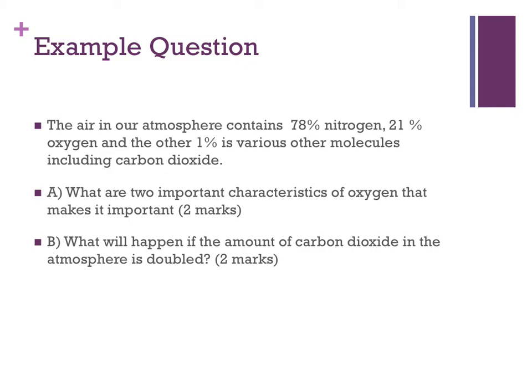Here's another example question. So there's a stem to this question. It says the air in our atmosphere contains 78% nitrogen and other bits and pieces. And then there's 2 questions associated with it. What are 2 important characteristics of oxygen that makes it important? 2 marks. And what will happen if the amount of carbon dioxide in the atmosphere is doubled? 2 marks. So these are constructed response questions, clearly short answer. They're only worth 2 marks. You're looking for maybe 2 minutes worth of work from the student, and hopefully they can interpret what that question says and answer it the way that you want to answer it.